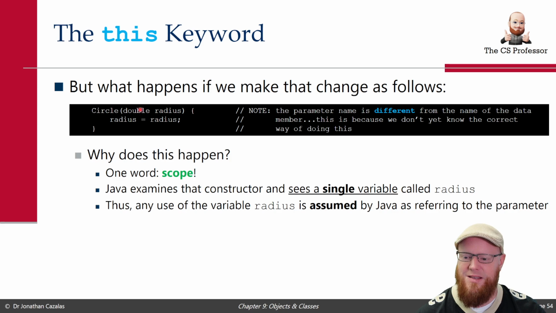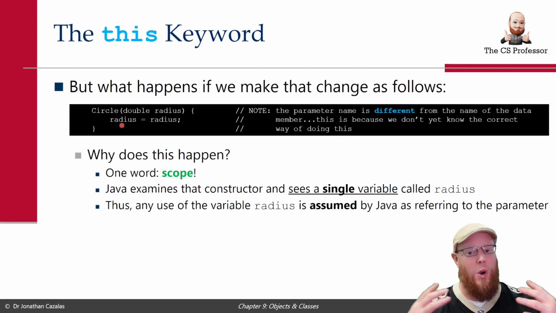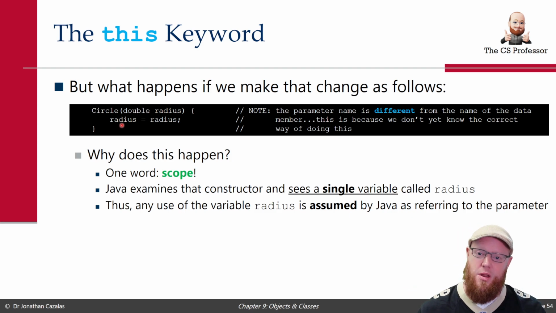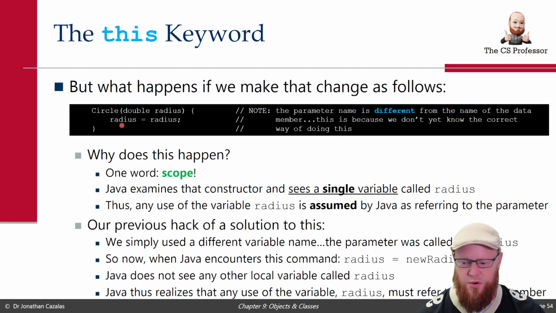Java examines this constructor and it only sees a single variable called radius. Thus, any use of this variable radius right here is assumed by Java to be referring to the parameter. So when you say radius equals radius, Java's like, cool, I got you. I'm going to save your parameter radius into the parameter radius. Why do you want me to do that? Java's like, I don't know, but I got you. I'll do it for you.